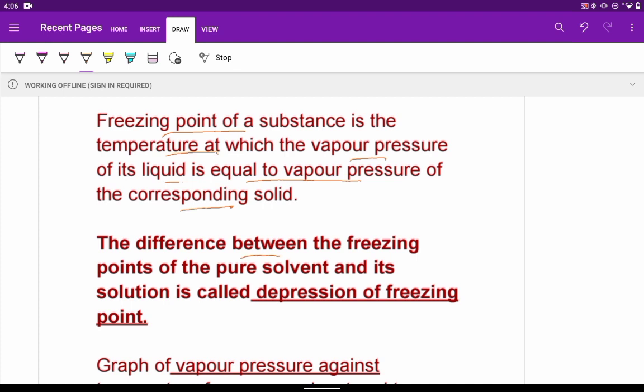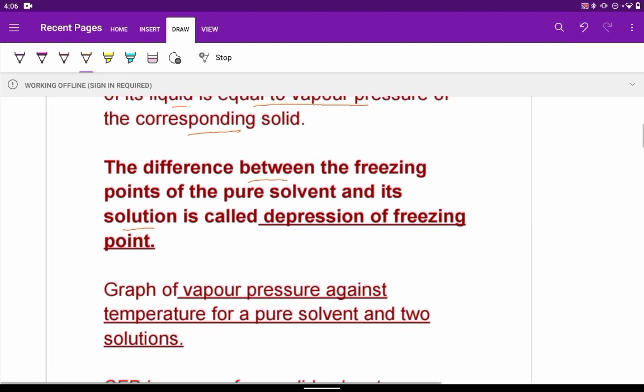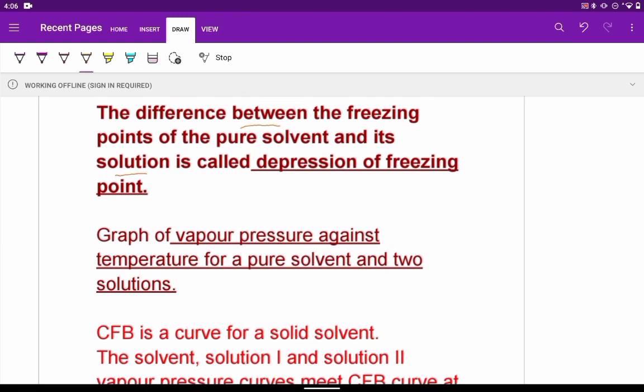So this is the difference between the freezing points of the pure solvent and the solution, because we have made the solution by adding a non-volatile solute. So there will be a depression of the freezing point. This depression of freezing point can be calculated by taking the freezing point of the solvent minus the freezing point of the solution, because for the solution the freezing point is less. So delta T will be equal to the freezing point of the solvent minus the freezing point of the solution.